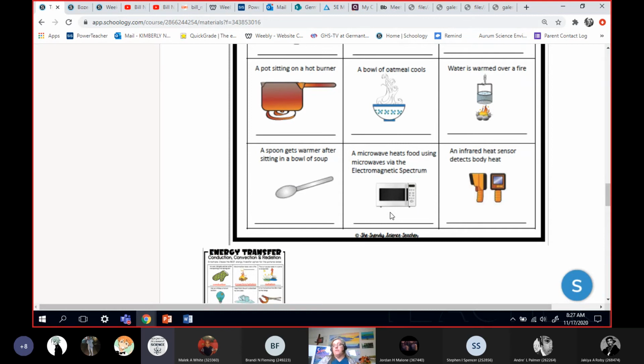And this last one, the infrared heat sensor detects body heat. So you're shooting it out in a particular direction. So that would be what? It's not a circle. You're shooting it out from the ray gun. The ray gun, radiation. Okay.